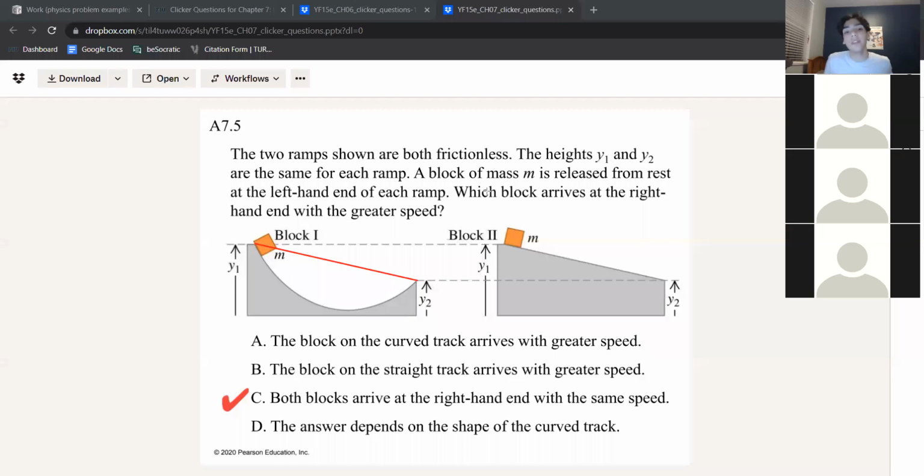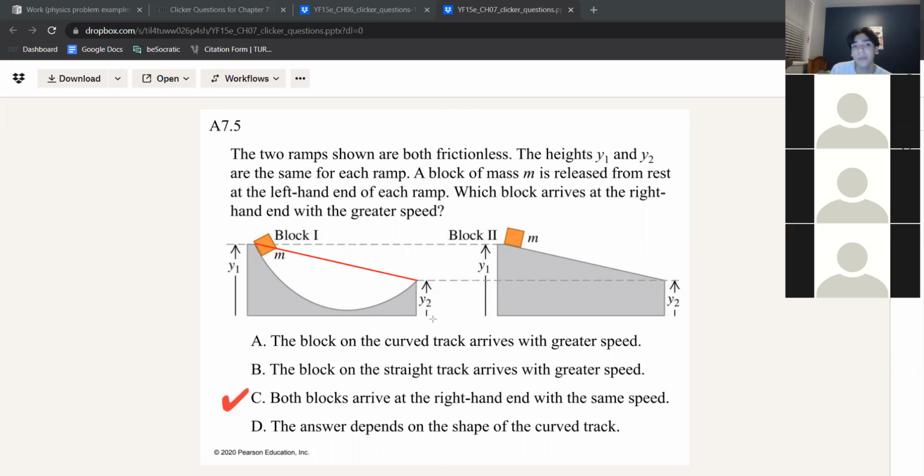Well, the distance changed is the same, right? The amount of distance traveled overall, or net distance, is the same, because they travel from Y1 to Y2. I can see why their final velocity would be the same, because the question just asks which arrives with greater speed.